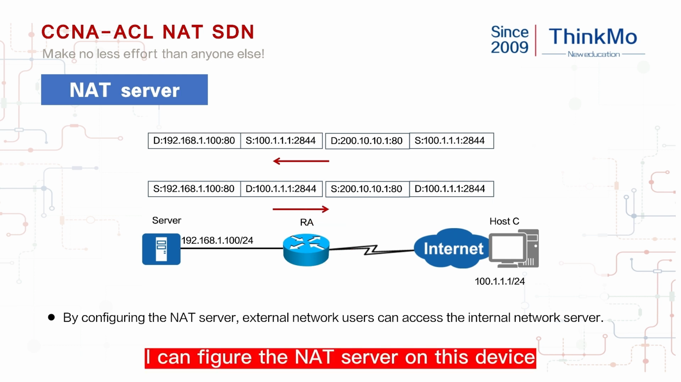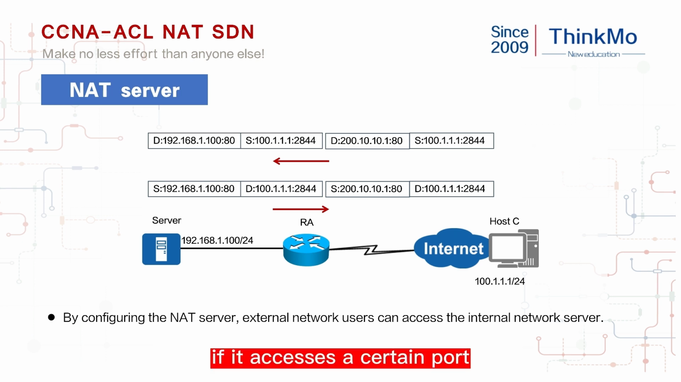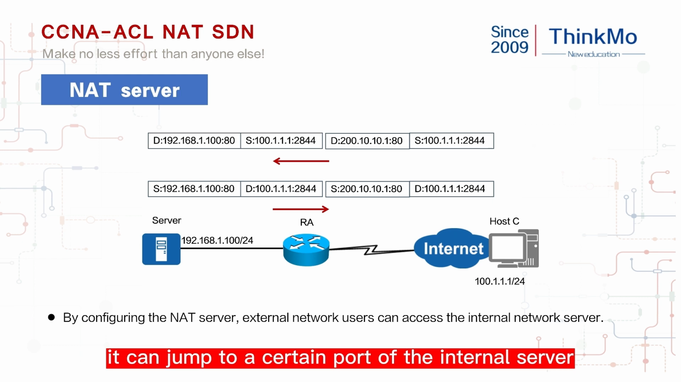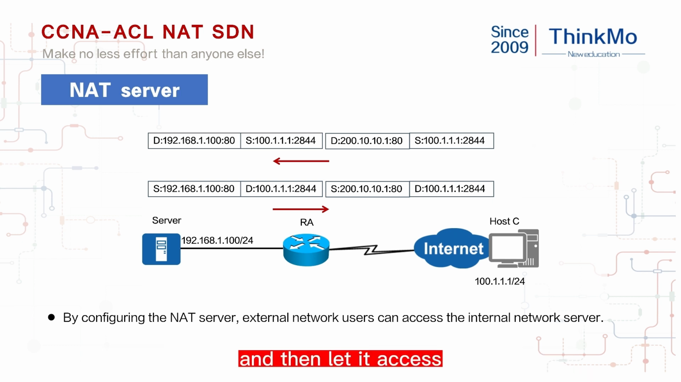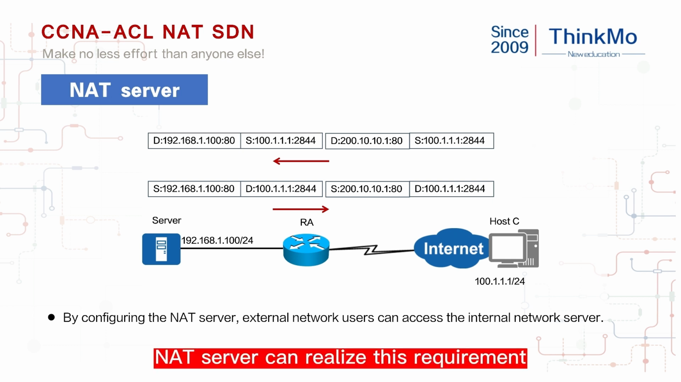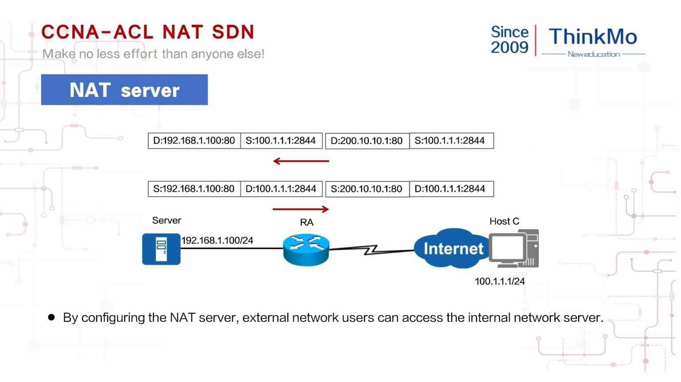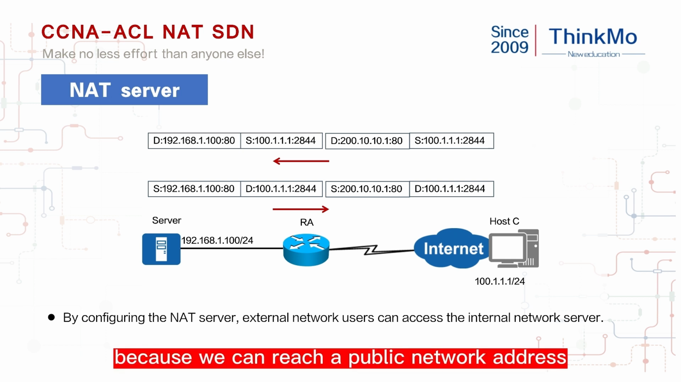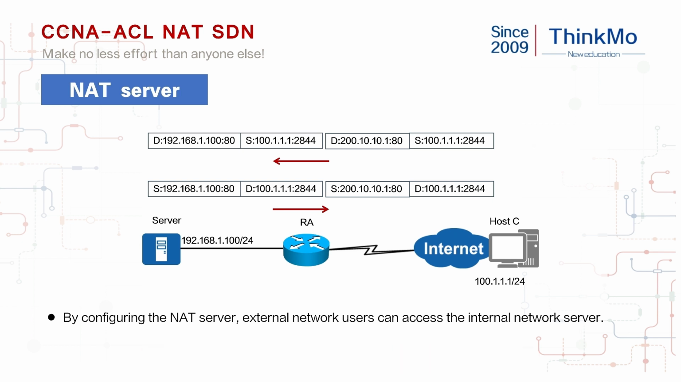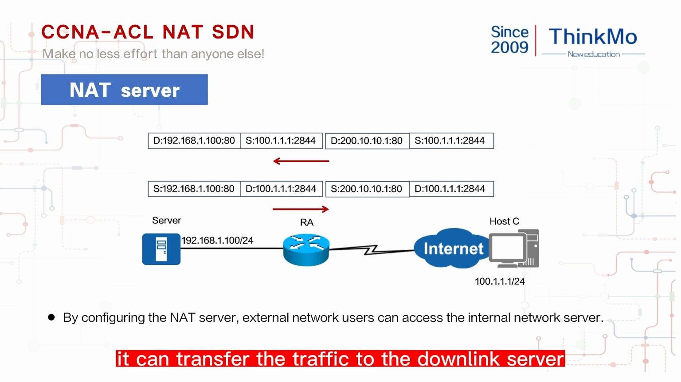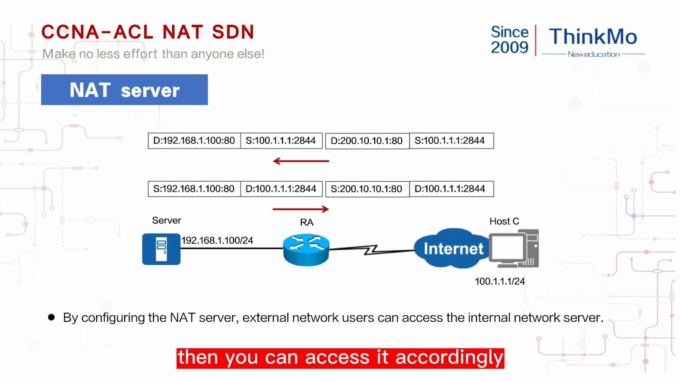For example, I configure the NAT server on this device. If someone accesses a certain port on this device in the future, it can jump to a certain port of the internal server. This is how NAT server can realize this requirement. All you need to configure is to take the service on a certain port of the internal server, convert it to this address on the public network, and then publish it externally. Then others will be able to visit. Because we can reach a public network address on the public network, you can access the corresponding service on this public network address. As a company device, it can be configured so that if other devices access its services, it can transfer the traffic to the downlink server.